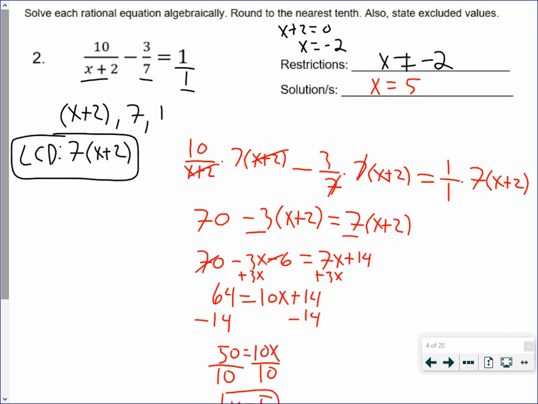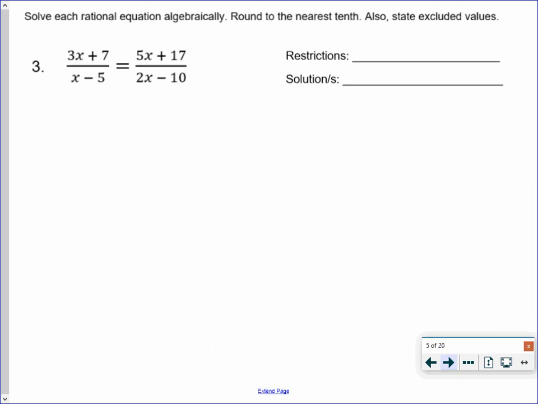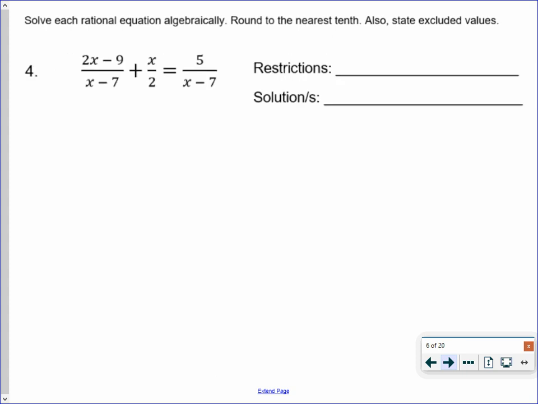Okay? So that's number 2. For number 3, I want you guys to do that on your own. You can double check your work on Canvas, but I do want to go over number 4, so I can actually show you guys what a problem with an extraneous solution looks like.